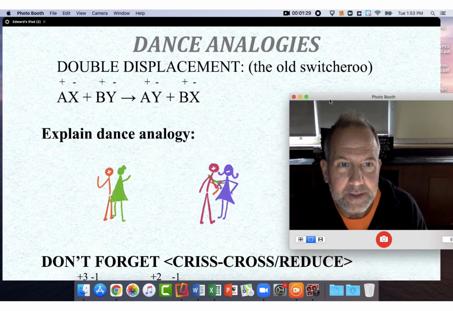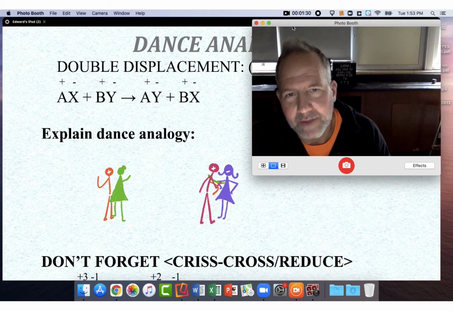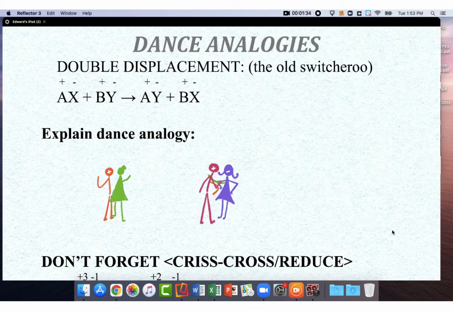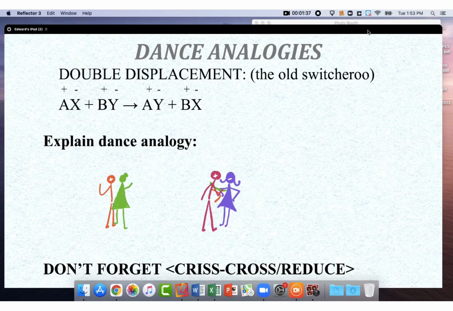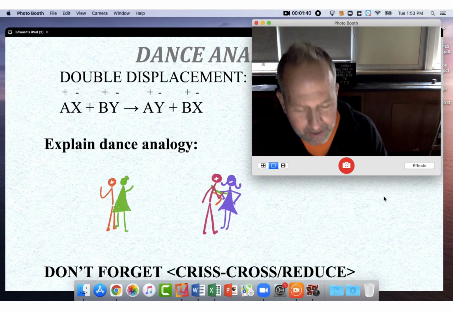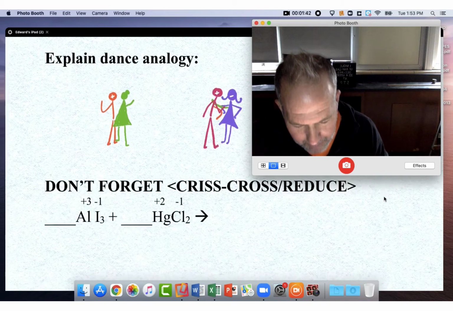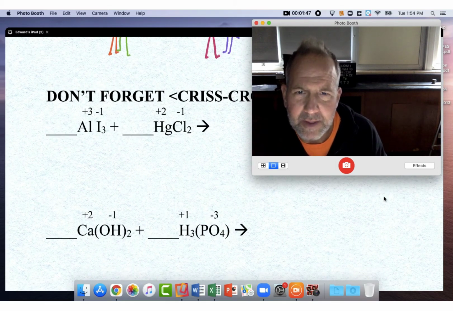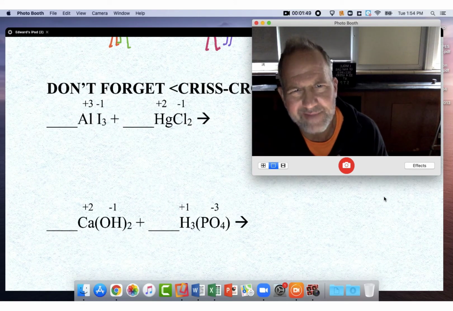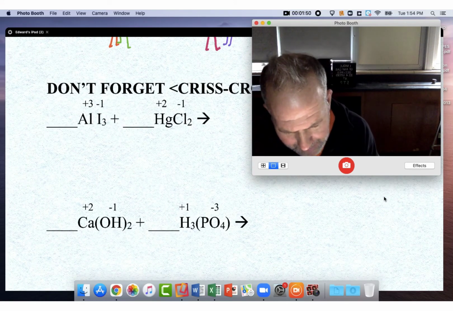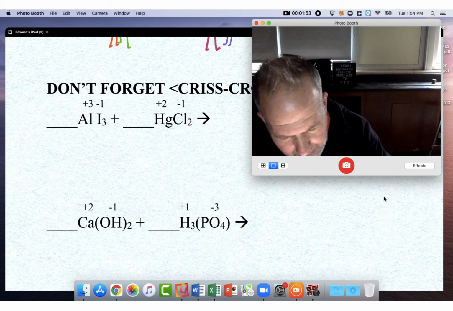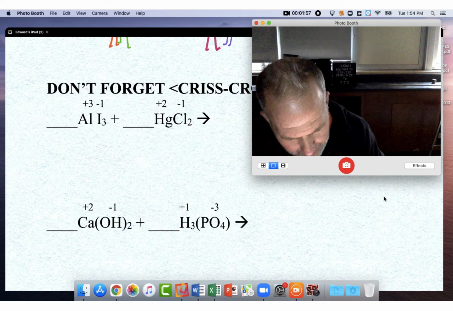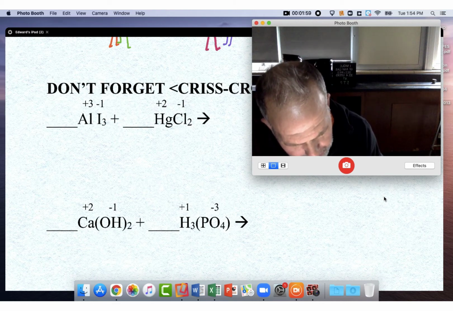All right? So I want you, you'll never guess, to explain this with a dance analogy. And you can, if you want to, draw pictures to show it, or you can write it out in words. I don't care. But what we're going to do next is do this in real life. I'm going to pick the bottom one because, I don't know, there's space. So we have Ca. And Ca is going to switch places with the H.